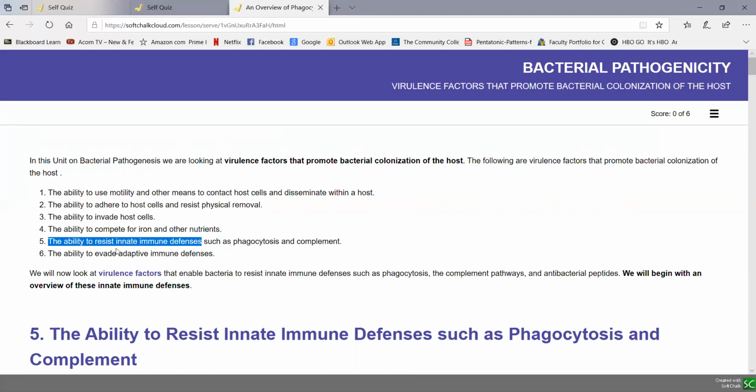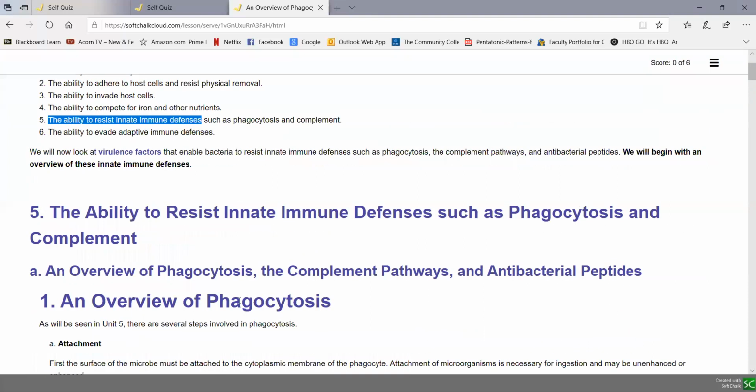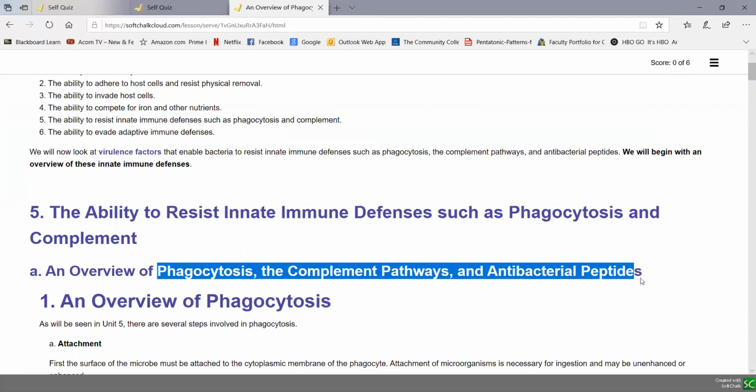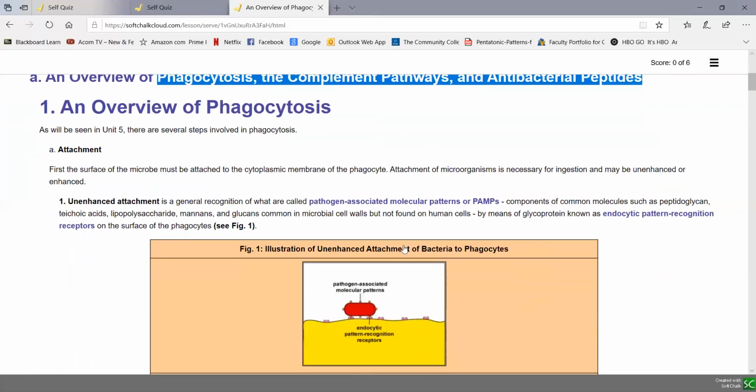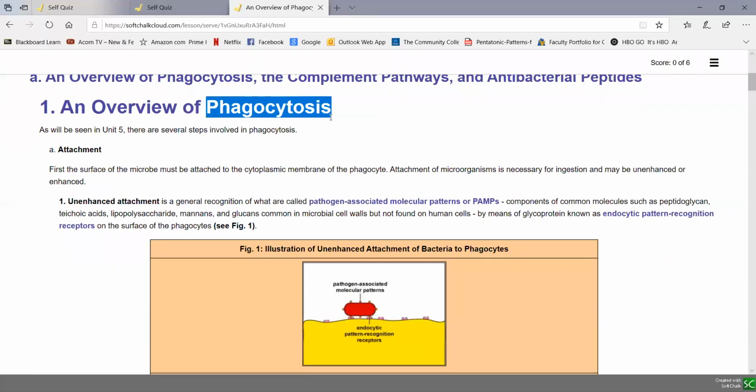Again, before we can understand how bacteria resist innate immunity, we have to understand how innate immunity normally works to protect the body. Specifically, we're going to look at how phagocytosis, the complement pathways, and antibacterial peptides help to protect the body during our innate immune defenses. And we'll start out with an overview of phagocytosis.